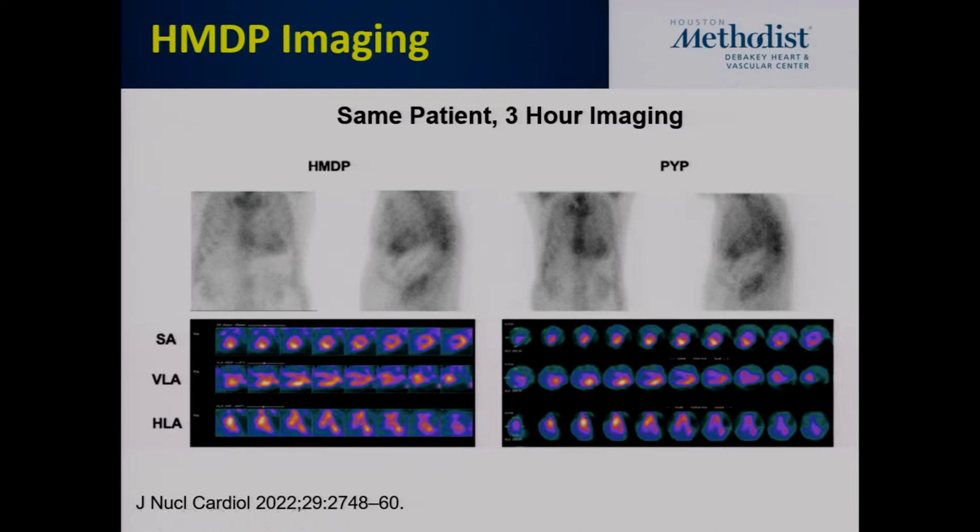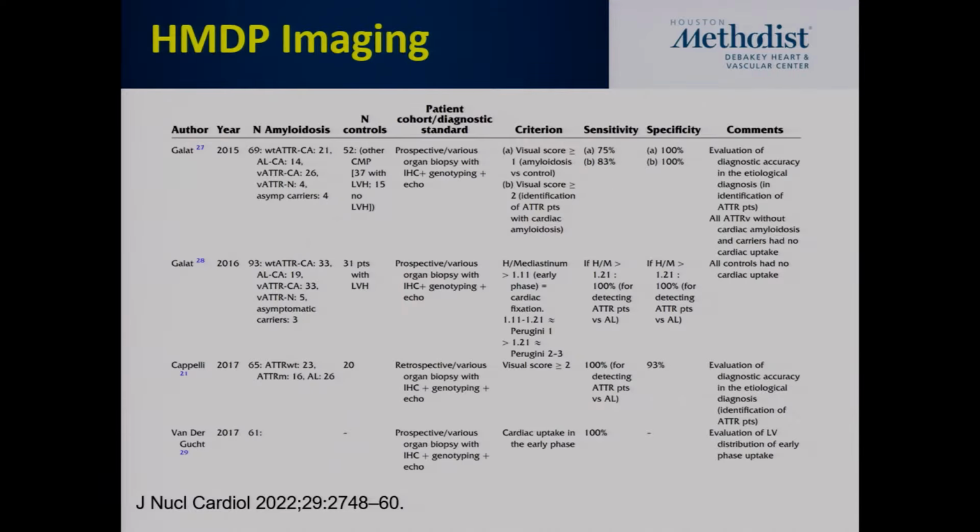The only thing is that with HMDP, you're going to do 3 hours. With PYP, you can do 1 hour or 3 hour or both. So you have to inject, wait 3 hours before you image the patient with HMDP.